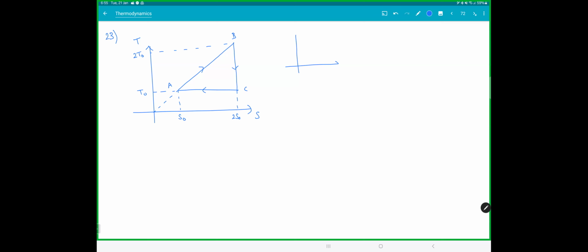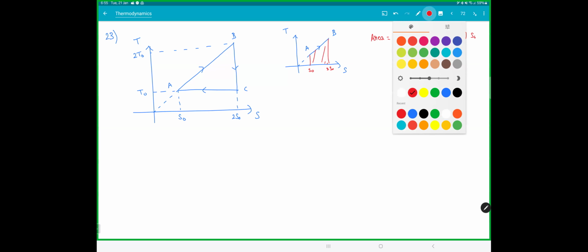So for A to B, this was the area under the graph. It's a trapezium. So this area will give you QAB, the heat. You have to find the efficiency, so you have to find the work done. How will you get work done from here? So QAB is how much? This was S naught, this was 2S naught, this was T naught, and that was 2T naught. So it is half into the parallel sides, T naught plus 2T naught. The base is S naught. So 3 S naught T naught by 2.